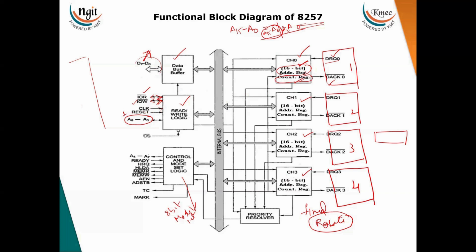Now here, the address register and counter register: if they are holding any value and we want to clear that value, we give the reset signal, and it will clear these channel data. Now coming to A0 to A3.